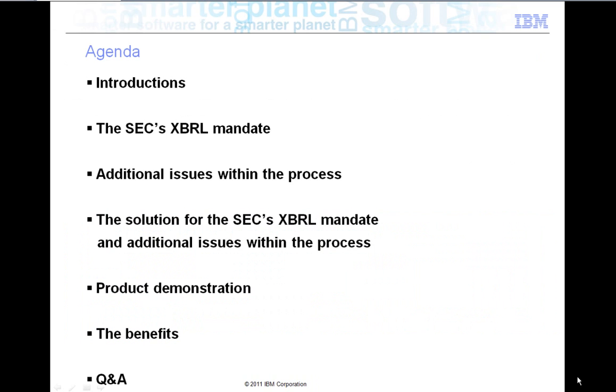A couple items to get out of the way very quickly. One being the agenda: we're going to go over and discuss the SEC's XBRL mandate. Afterwards, I'm going to further discuss additional issues within the process leading up to and beyond the mandate. I'm going to furthermore discuss the solution for the mandate and additional issues within the process, and notice that is a singular solution. There will be a product demonstration today. Throughout the demonstration, I'll be discussing the benefits of the solution, as well as discussing some of those benefits after the demonstration has taken place.